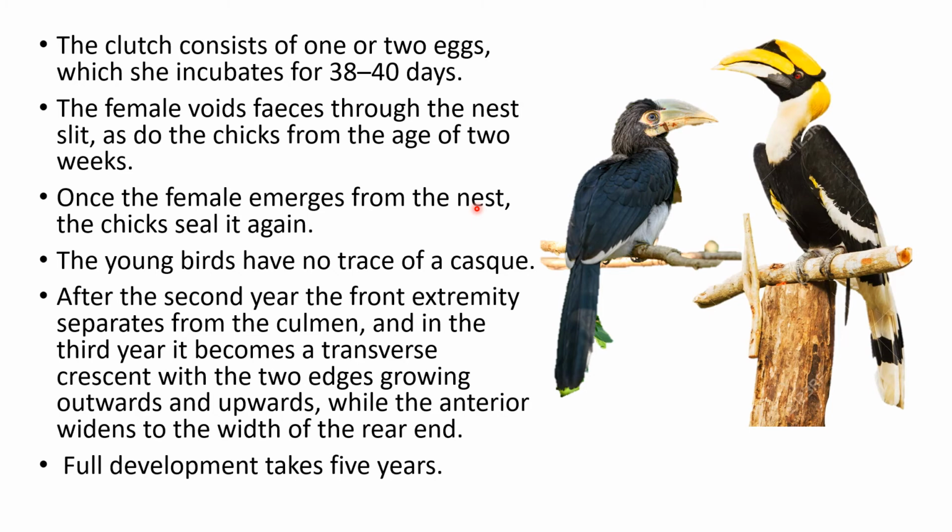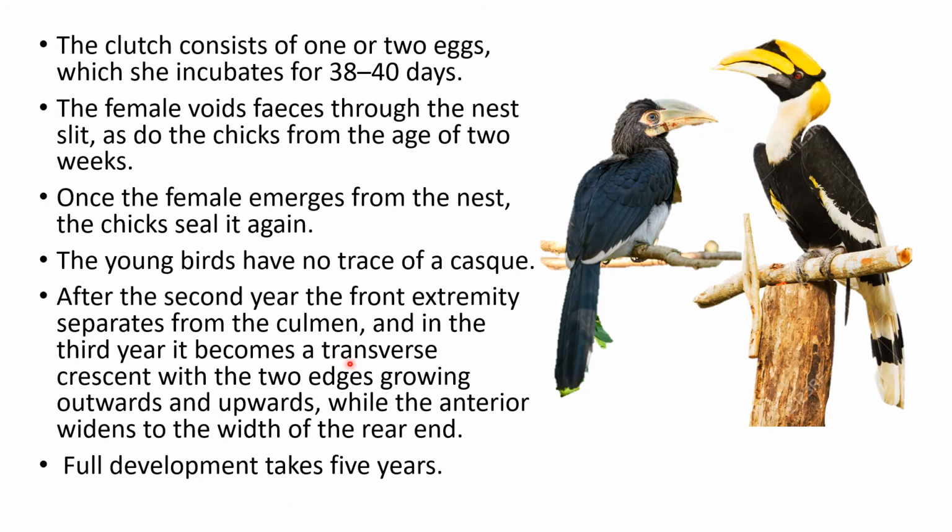The young birds have no trace of casque. The casque is the structure which is lying above the beak here. You can see here the beak is too large, and above the beak there is a special structure called casque, and this is a young bird of the same species where casque is not present. Simply the bigger beak is present.